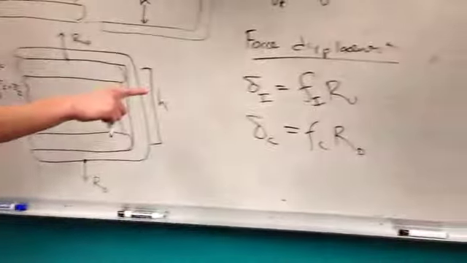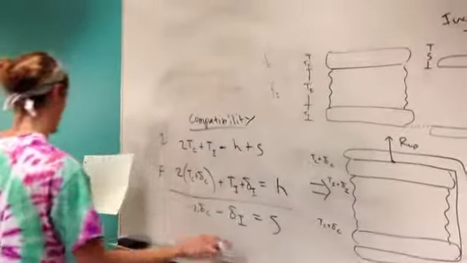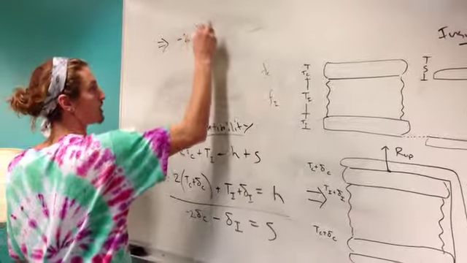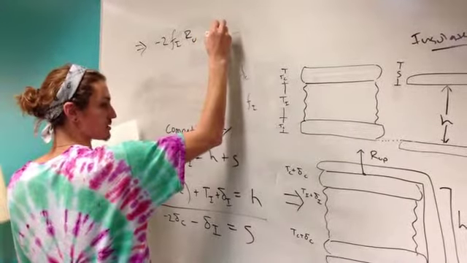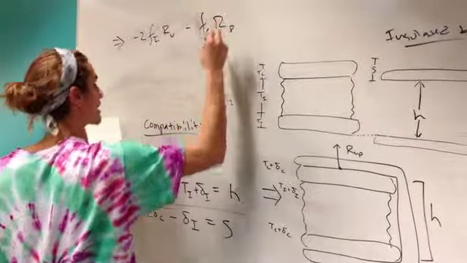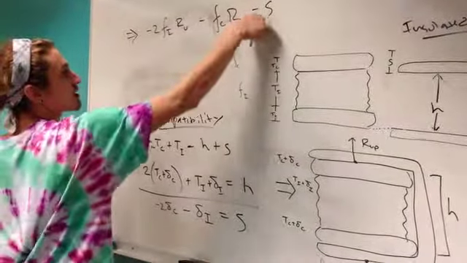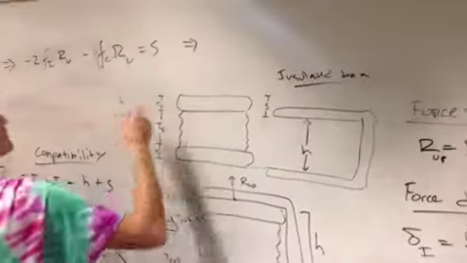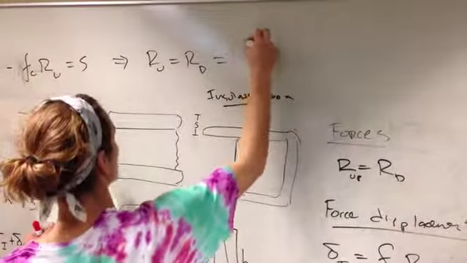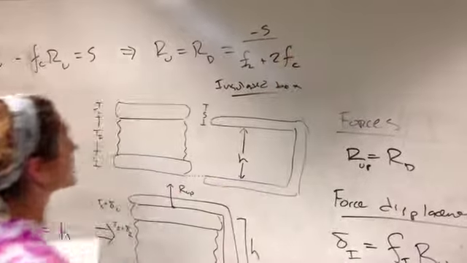So when plugging delta I and delta C into this equation, we now obtain -2 Fi R up minus Fc R down, and that is equal to S. And since R up is equal to R down, we can just solve for R up, and that is equal to minus S over 2 plus 2F of the cookie.